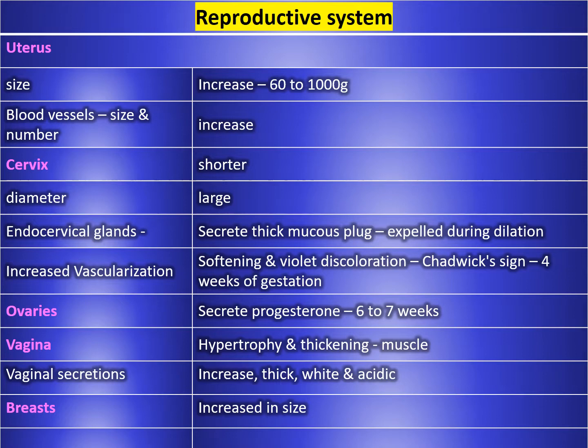Hypertrophy and thickening of the muscles of the vagina are observed, and there is an increase in the vaginal secretions, which are usually thick, white and acidic. Breast changes occur because of the increasing effects of estrogen and progesterone. The breast size increases and the breast may become tender. The nipples may become more pronounced, the areola becomes darker in color, and the superficial veins become prominent. There is hypertrophy of the Montgomery's follicles, and the colostrum may leak from the breast.